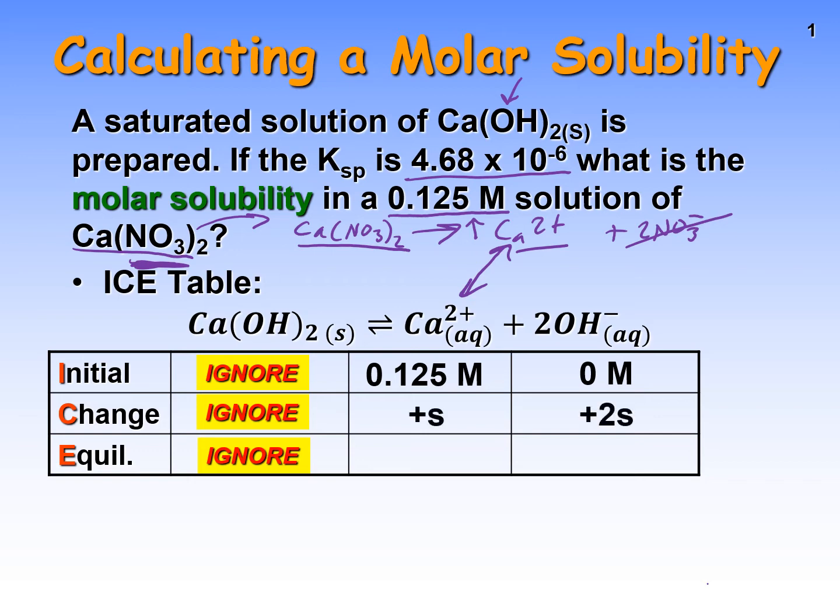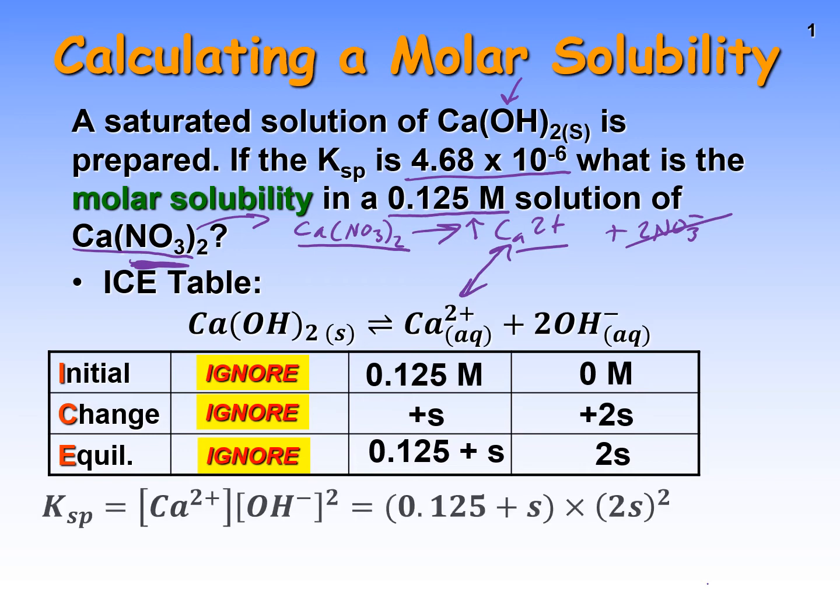So we have plus S, plus 2S. We have 0.125 plus S, and we have 2S for our equilibrium concentrations. We can plug this into our KSP expression, right? So we have (2S) squared times (0.125 plus S). Now, KSP here is significantly small, and most KSPs are very, very small. So I'm going to say, hey, let's just use the 5% rule. Get rid of the plus S.